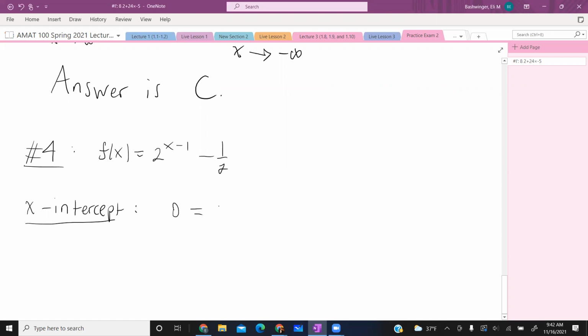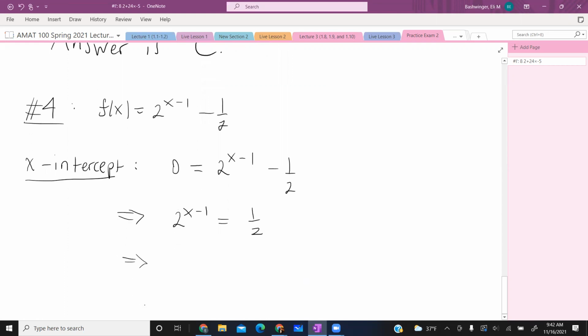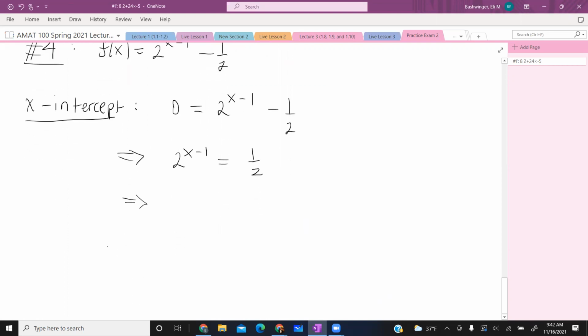So to find the intercept, we have to set the function equal to 0 and solve for x. So we get... we can add 1/2 to both sides. And then at this point we could take the log base 2 of both sides and then cancel things out, or we could just, as I said, use injectivity of the exponential function.